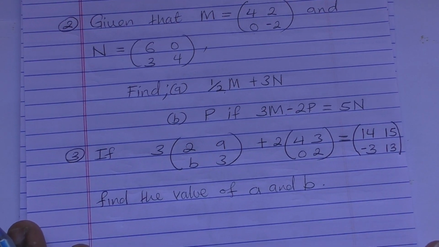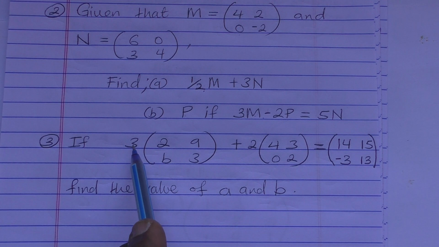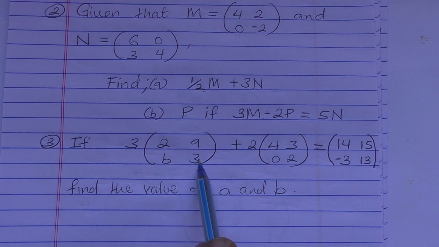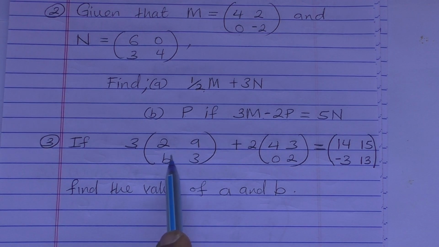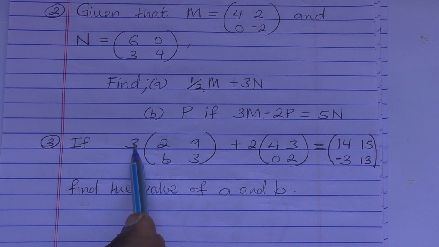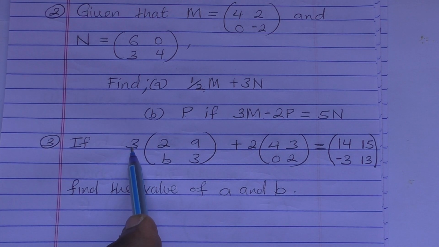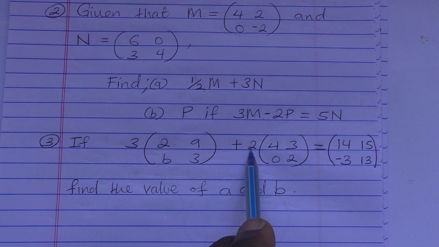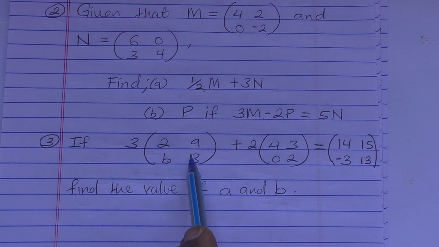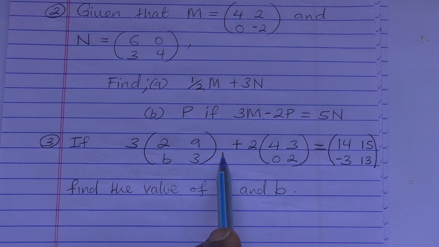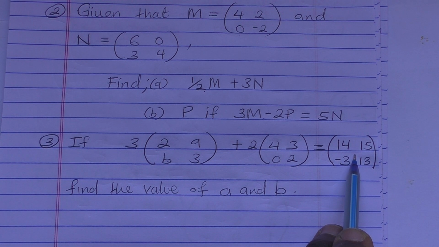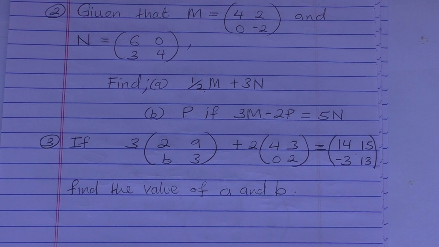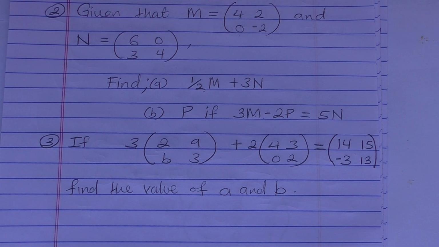And now lastly, number 3, whereby we have 3 into this plus 2 into that equals this. So they want us to get the values of A and B. So similarly, we shall multiply each element here by 3, then each element here by 2, and after add the 2. Then what we shall get will be equal to this. So there we shall consider corresponding elements and then find A and B. So please, let's try out.